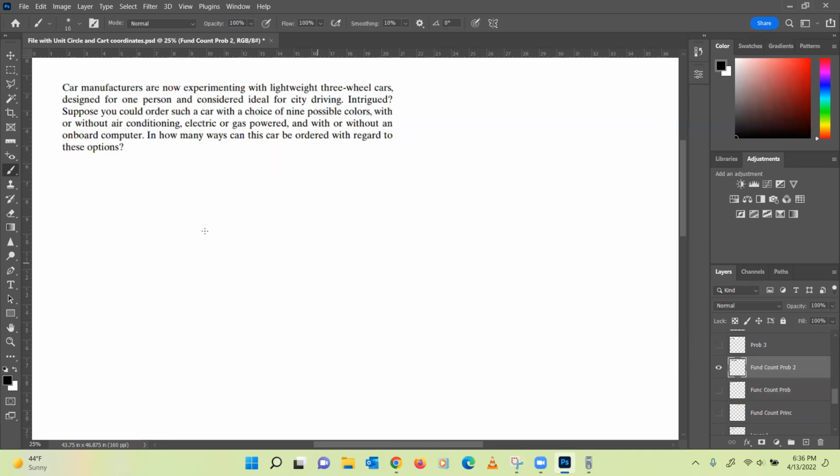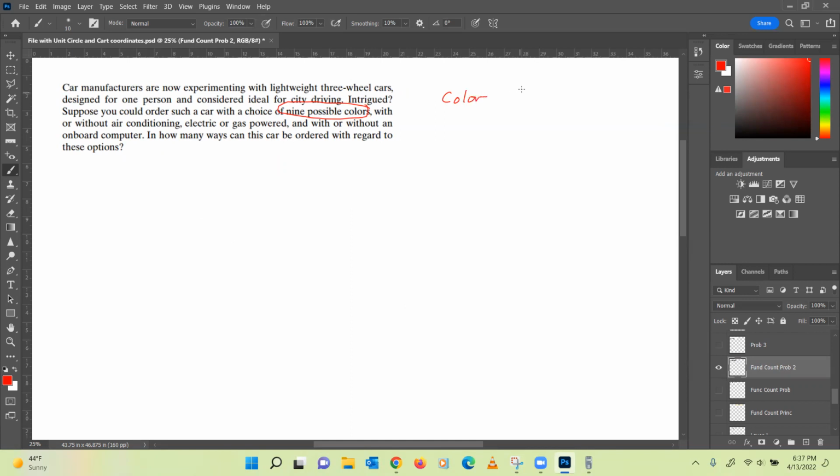If we look at another problem, we could see something similar here. We're talking now about a car manufacturer and three-wheel cars, it looks like. Suppose you could order such a car with a choice of 9 colors.